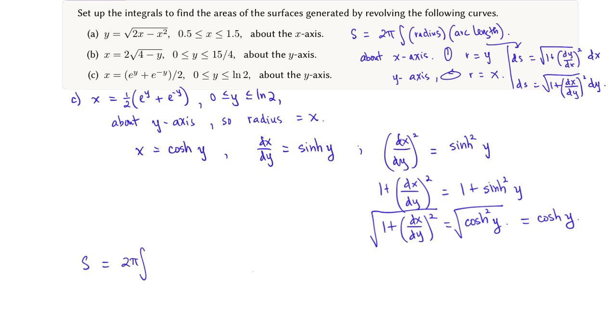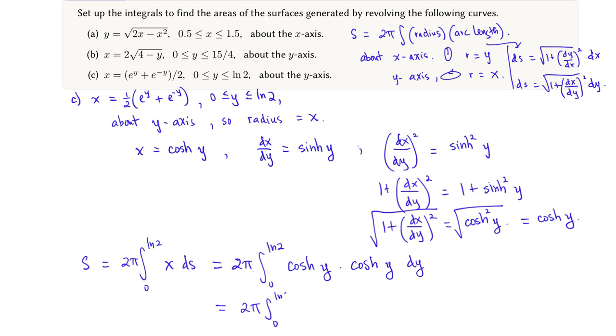The surface area is 2 pi. The integral goes from 0 to ln of 2 along the y-axis. The radius is x, and the arc length is ds. But x is given in terms of y, specifically hyperbolic cosine of y. And so we replace x with hyperbolic cosine of y. The arc length is the square root, but we simplified this already, which is hyperbolic cosine of y, and then dy. Simplifying the integrand, we have hyperbolic cosine of y squared.